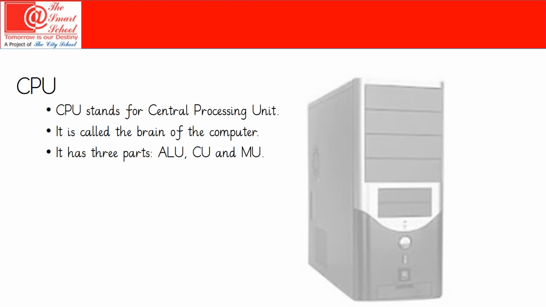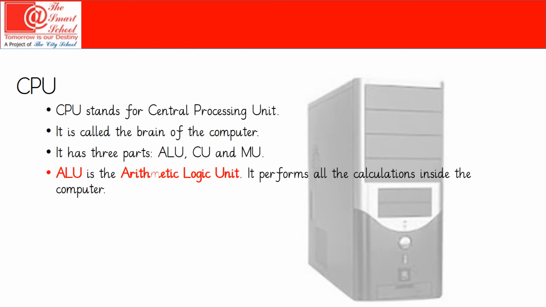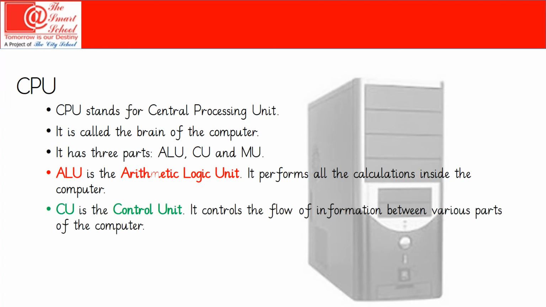It has three parts: ALU, CU, and MU. ALU is the arithmetic logic unit. It performs all the calculations such as plus, minus, multiply, divide inside the computer. CU is called the control unit. It controls the flow of information between various parts of the computer. MU is called the memory unit of the computer. It stores the information.